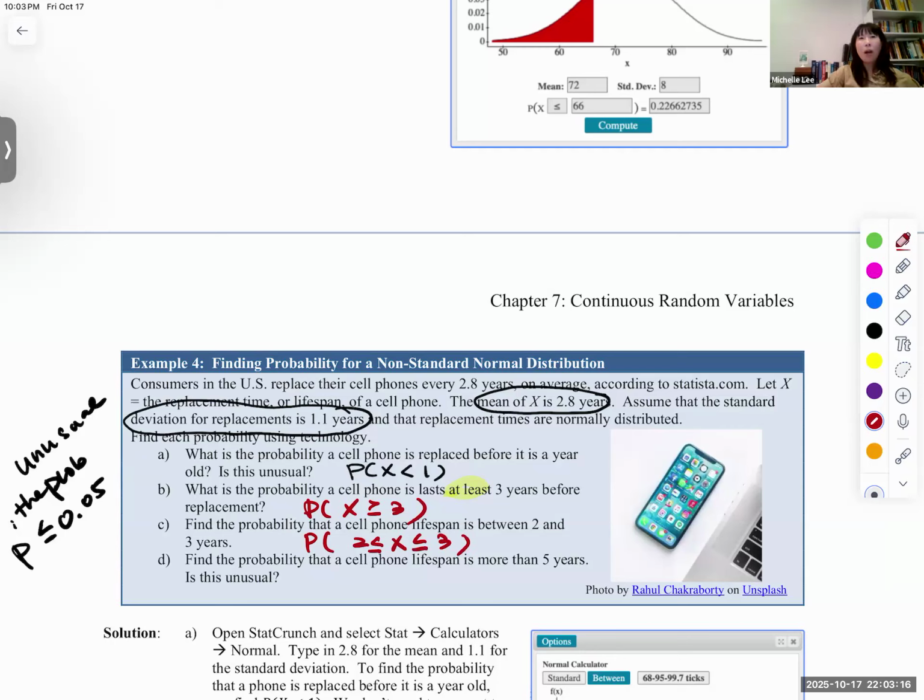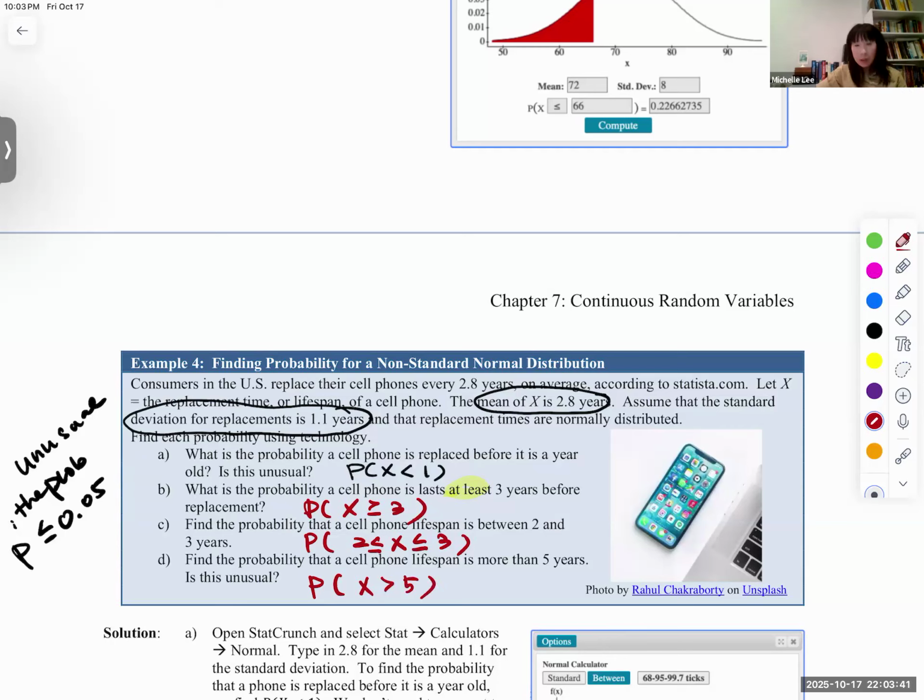Okay, more than 5. More than 5 is greater than without the equal sign, right? So more than. Okay, so for continuous, it does not matter whether we have an equal sign or no equal sign. So X is more than 5.